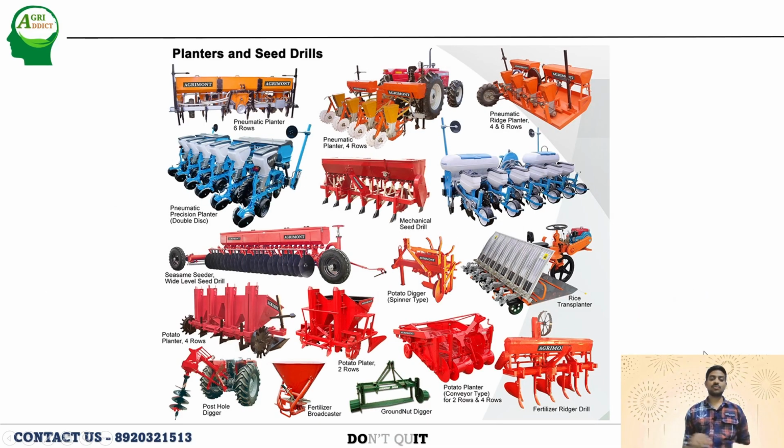The first implement we will be studying is the planter. Before that, have a look at this overview of these planters and seeders. See, first these two images: it is a pneumatic planter 4 rows and a pneumatic planter 6 rows. If the number of rows is more, then obviously the field capacity will be more, right? In less time it will be covering more area. In the same way, you can see the rice transplanters, the potato digger and the groundnut digger are available. Mechanization is helping the farming community to reduce the cost of cultivation and complete their work in time.